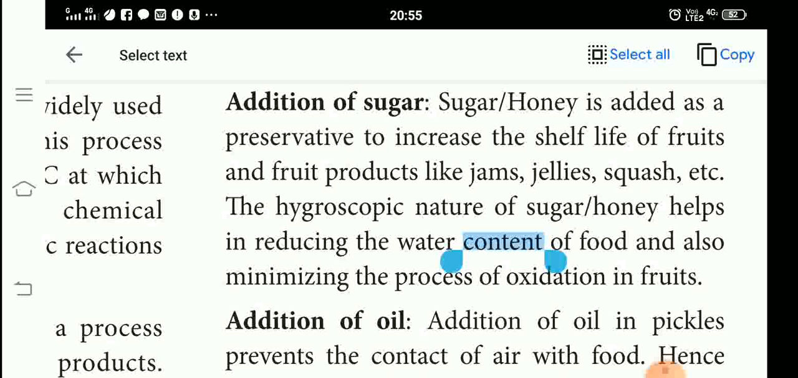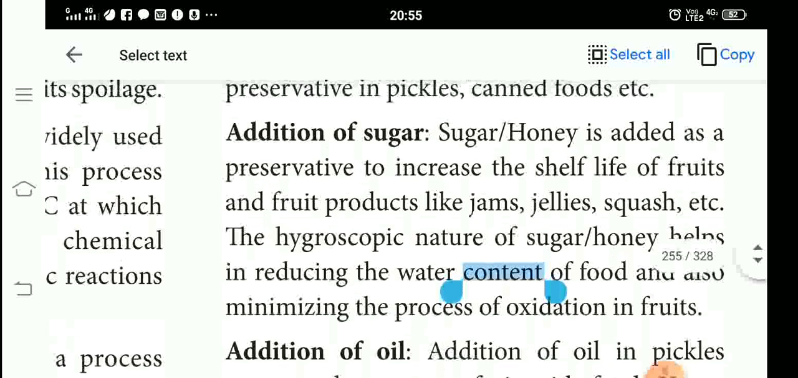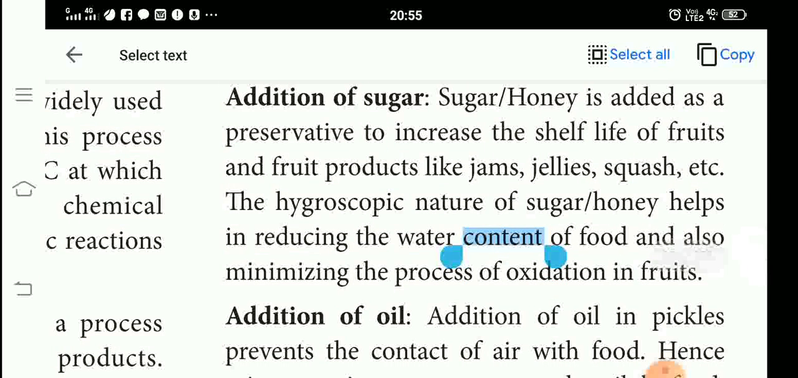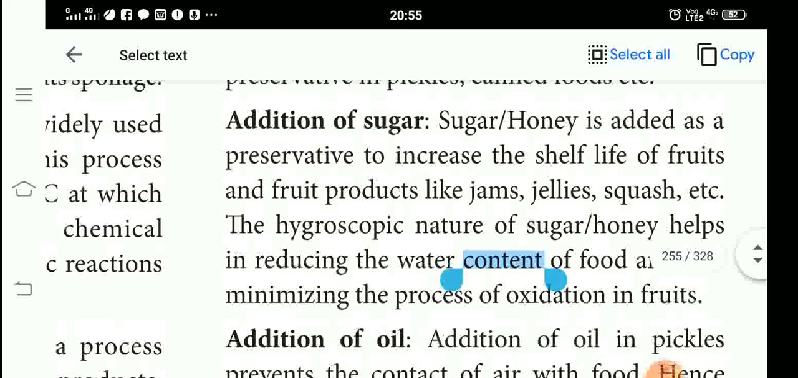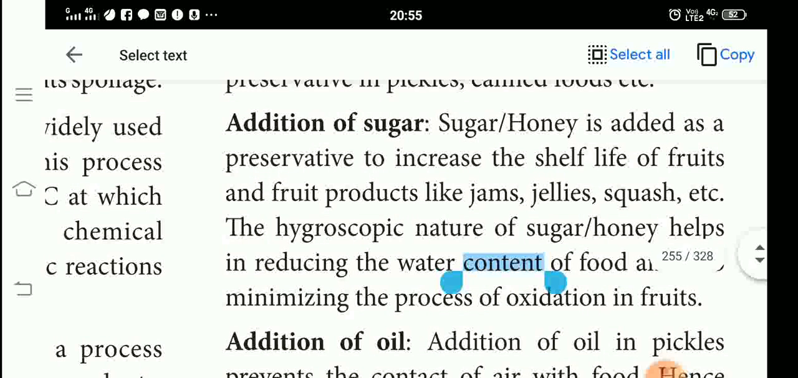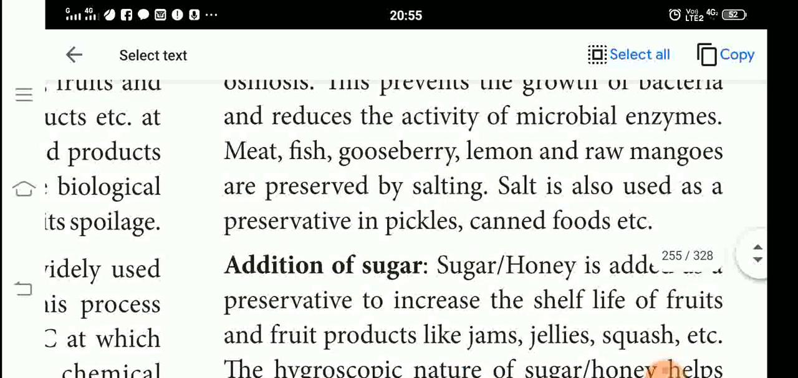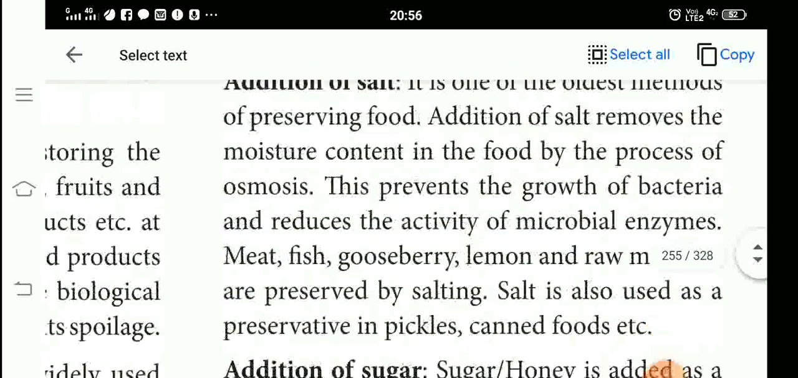Sugar also reduces the water content of the food, like salt. Like salt, the addition of sugar or honey helps in reducing the water content of the food and also minimizes the process of oxidation of food. As a result, the food will not be spoiled and it will be preserved and used for a long time. Okay, these are the natural methods: addition of salt and addition of sugar.